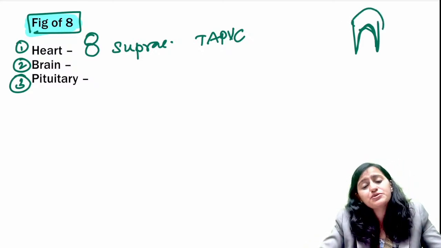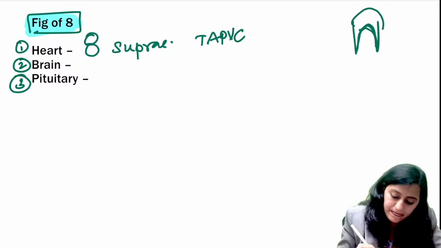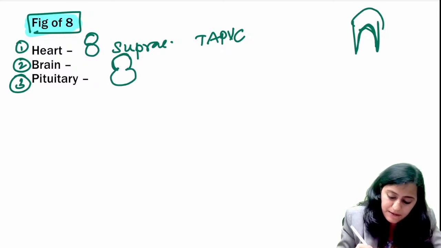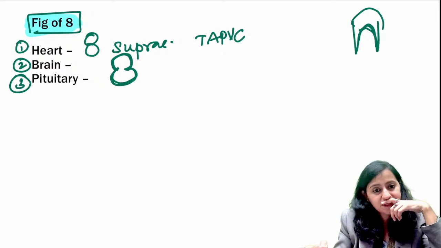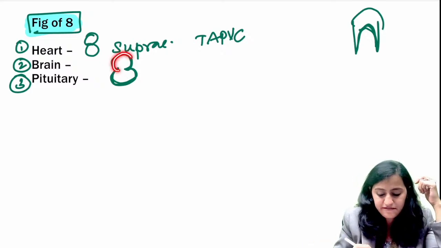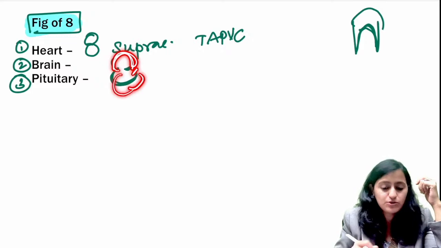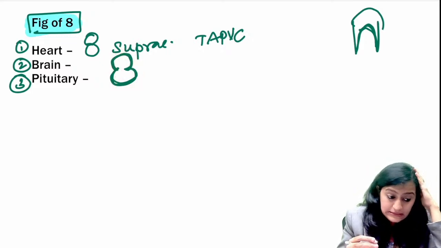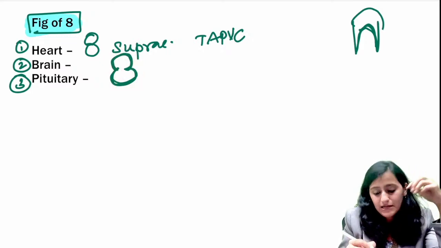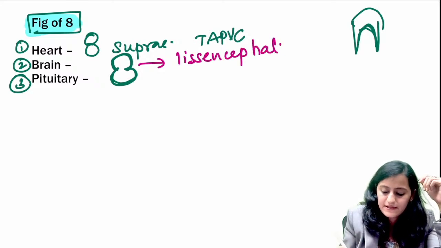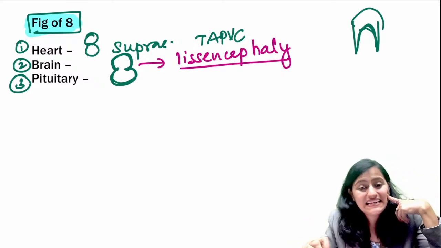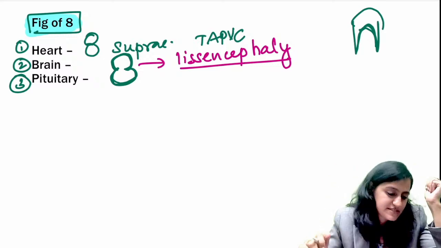In the brain, where do you have the figure of 8 appearance? This is a brain which is appearing like a figure of 8. What does it mean? The brain surface is smooth, with just a shallow sylvian fissure. We will come to the pituitary later. In the brain, this is seen in lissencephaly, a smooth-surfaced brain.